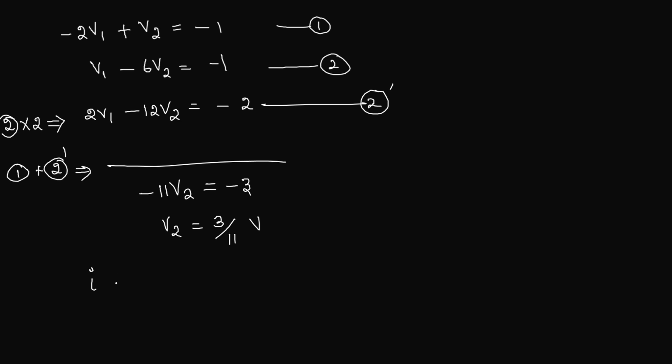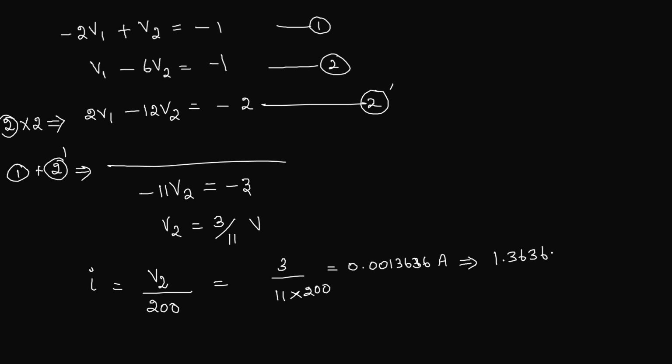From this we can calculate I, because I is the V2 potential divided by 200 ohms. That is 3 divided by 11, divided by 200, which is equal to 1.3636 milliamps. But in the question we are asked to round it off to 2 decimal places, so the answer for I is 1.36 milliamps. So this is our answer. Thank you.